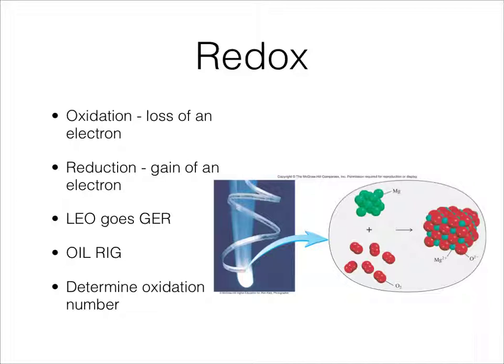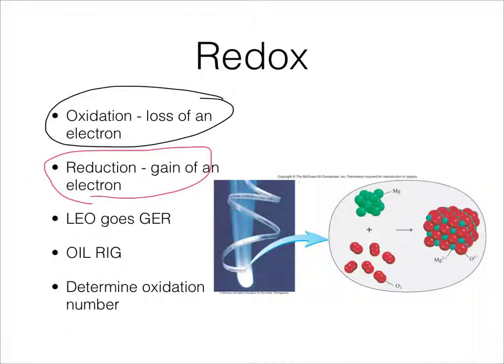So oxidation is the loss of an electron. So if you lose an electron, you are oxidized. Reduction is the gain of an electron, which means if you gain an electron, you've been reduced. Here's the thing. They cannot happen independently of each other. If you lose an electron, it must go somewhere. If all of a sudden you gain an electron, it must have come from somewhere.